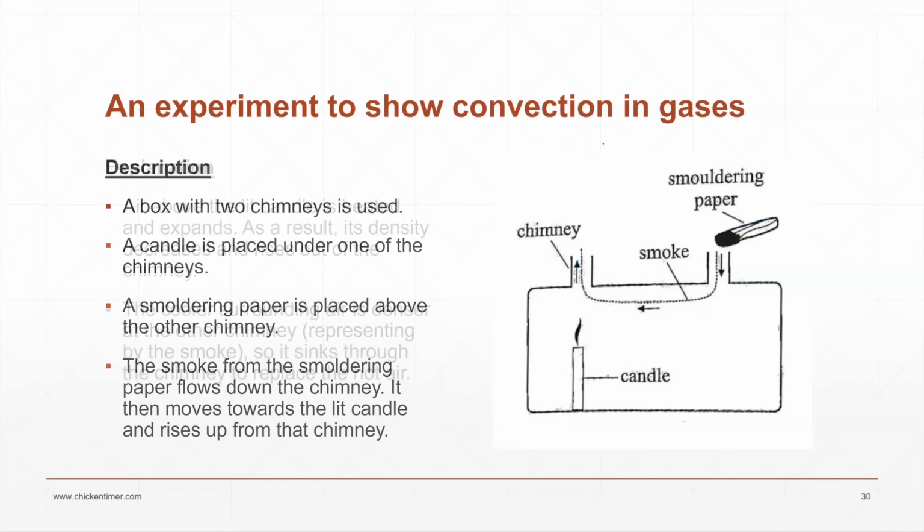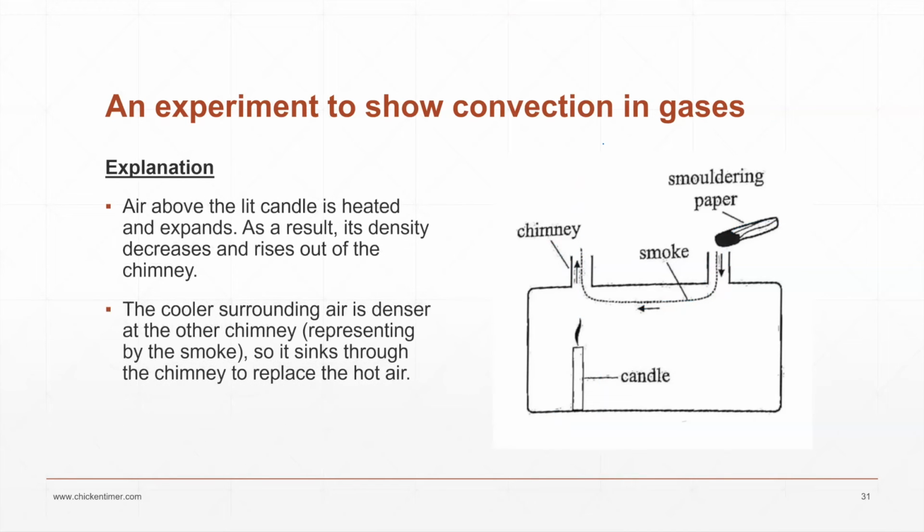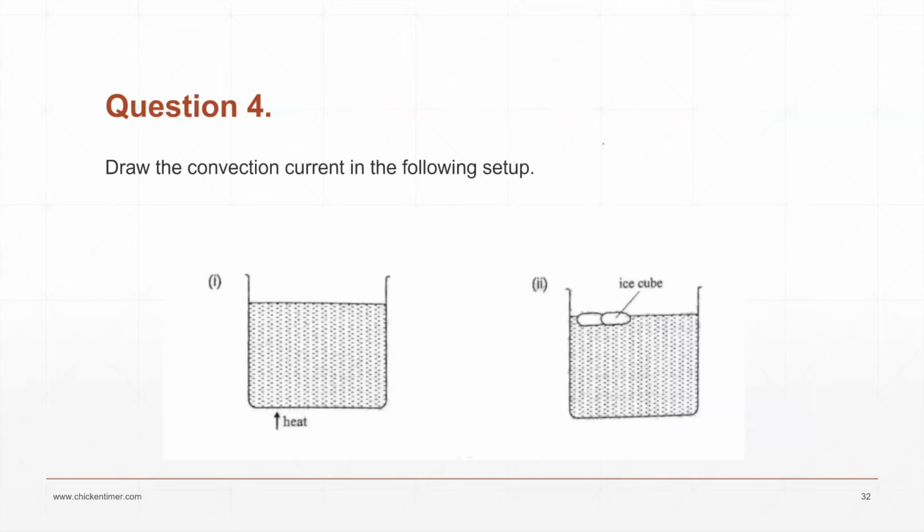So if you were to write an explanation, this will be how you will write it. So air above the candle is heated and it expands. As a result, the density decreases and it rises out of the chimney. So the cooler surrounding air is denser at the other chimney, so it will sink to replace the hot air. Then you will form this thing.